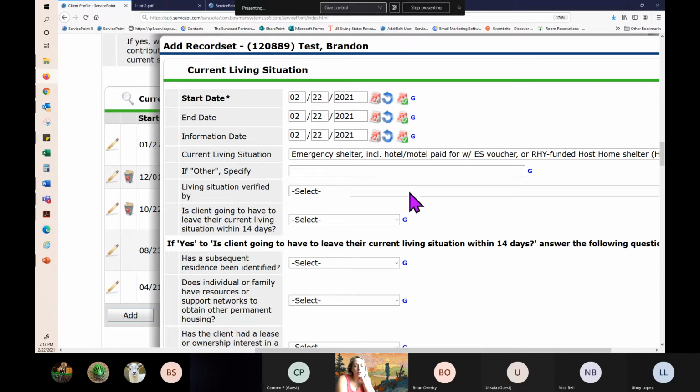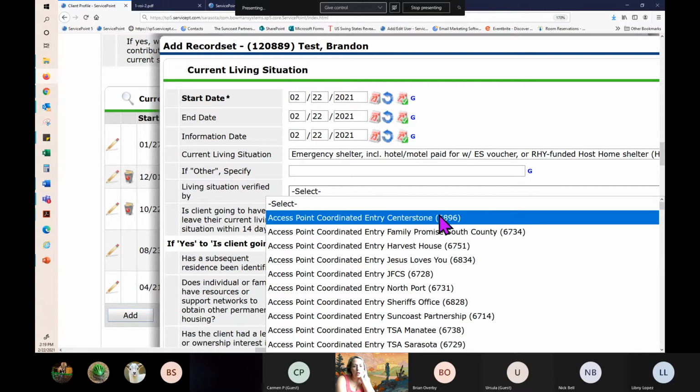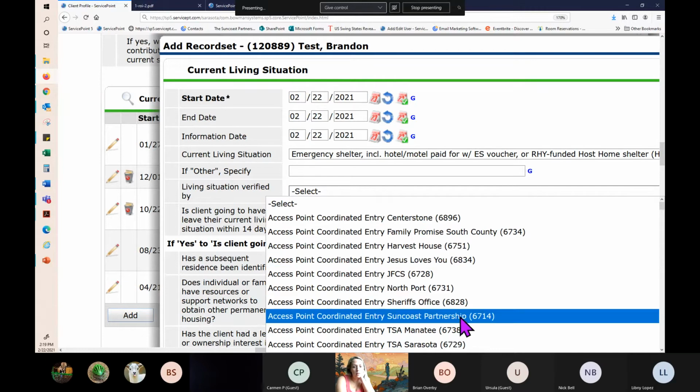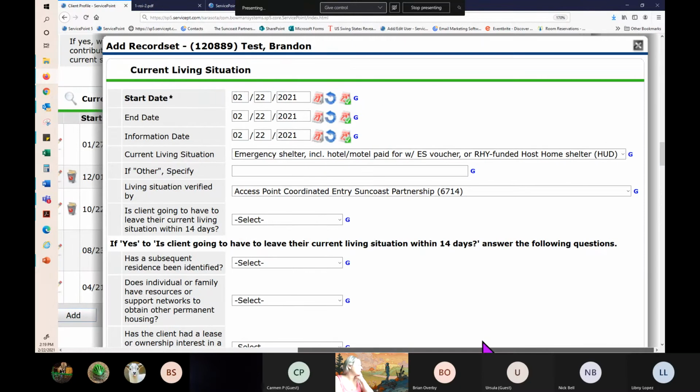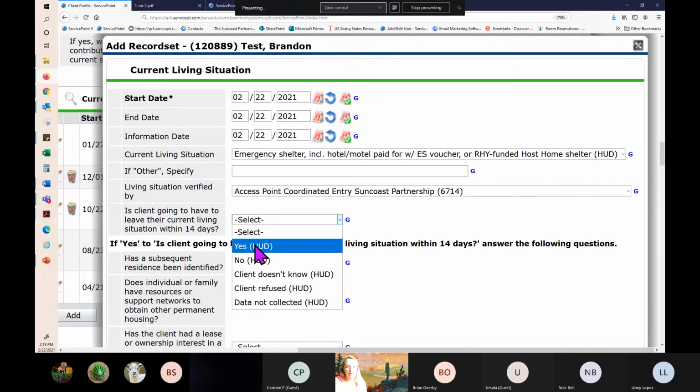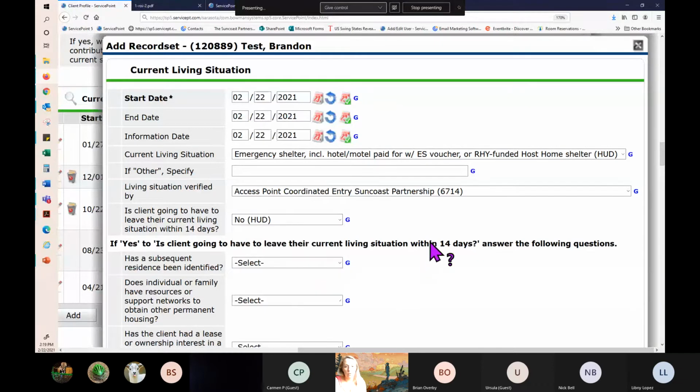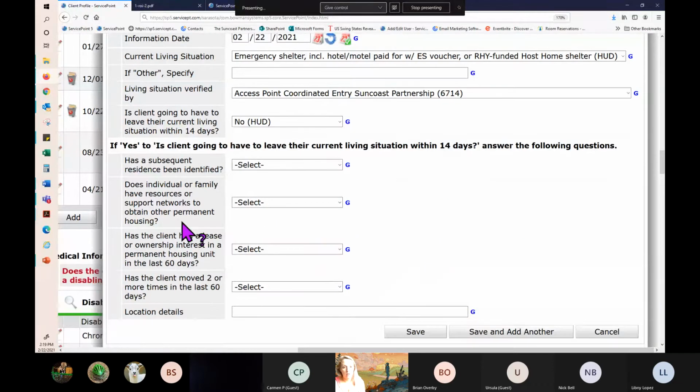From here, your living situation is verified by your agency. And are they going to have to leave their current living situation within 14 days? This is something that's more specific to those at-risk clients that maybe could be diverted from the system. It's a basic yes or no. So with this situation, the client would say no. If the client said yes, then you would ask the corresponding questions below. From here, we're going to save.